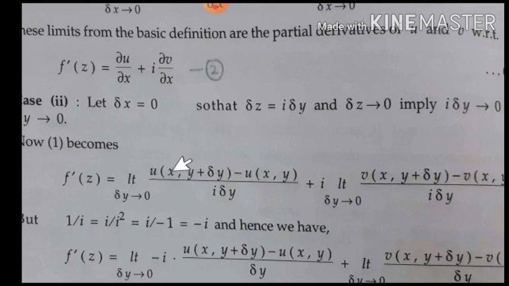Since delta x is 0, for u you will get only x, y plus delta y. Here also the delta x term is 0, so you won't get an increment in terms of x. Now here this i and i get cancelled. And here 1 by i is written as minus i. That simplification they have shown here, and that simplified term they have written.